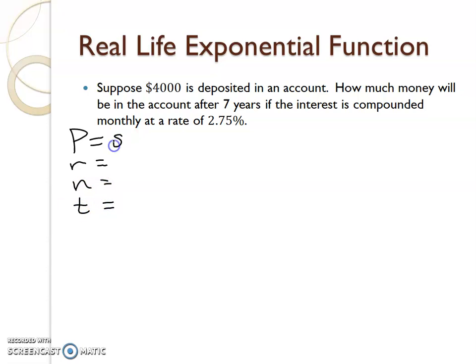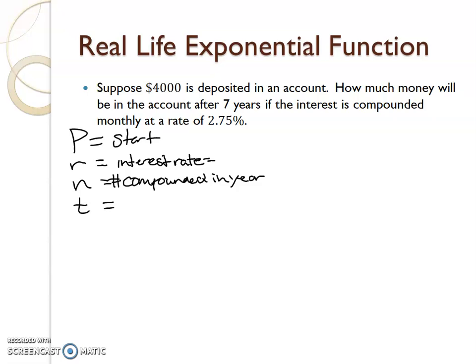Remember, your P is just your start. Your R is your interest rate, and remember, when we do our interest rate, we have to put that in decimal form. N is how many times it is compounded in a year.